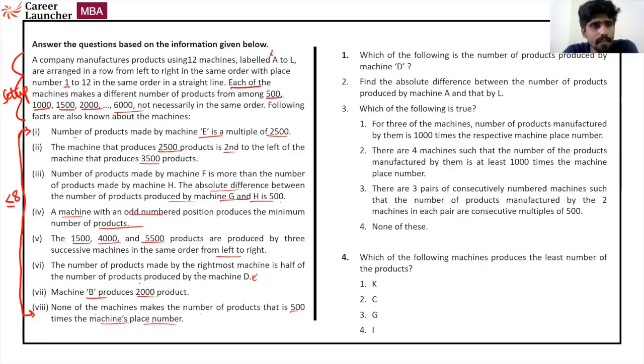So if you look at the data points, every data point except point 7 is some kind of coding that you would have to decode. Point 7 is clearly stating that machine B produces 2000 products. It is already giving that data, right? Let us now take a look at the question. So the points that are given are not difficult to comprehend.